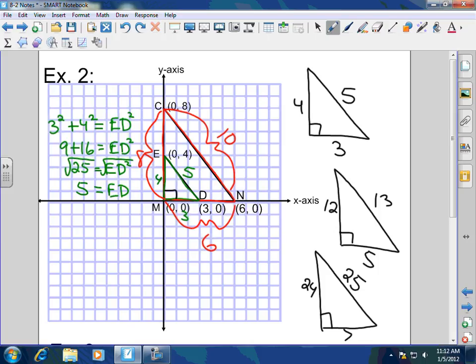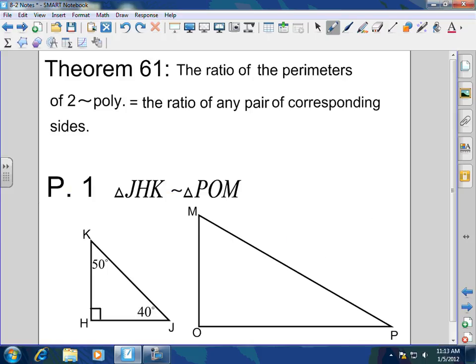There are infinitely more, but remember that not only do the 3, 4, 5, 5, 12, 13, and 7, 24, 25 work, but all of the multiples of those. So if I were to give you a 10, 24, the hypotenuse would be 26 because I multiplied 5, 12, 13 by 2. It's multiples of the triples. That make sense? May I continue? Okay, now, Theorem 61.